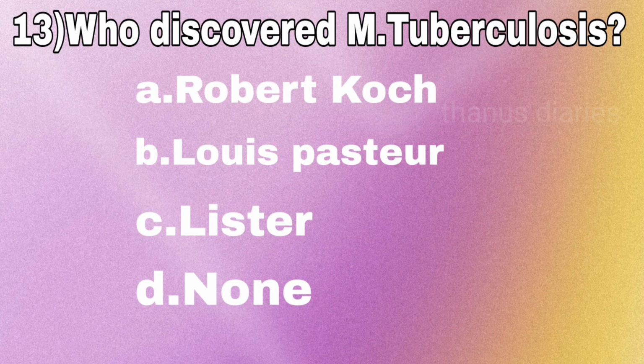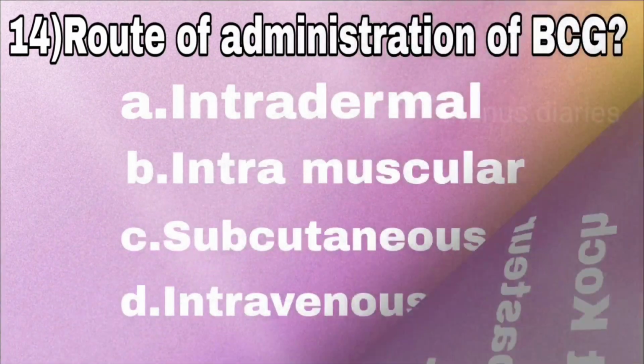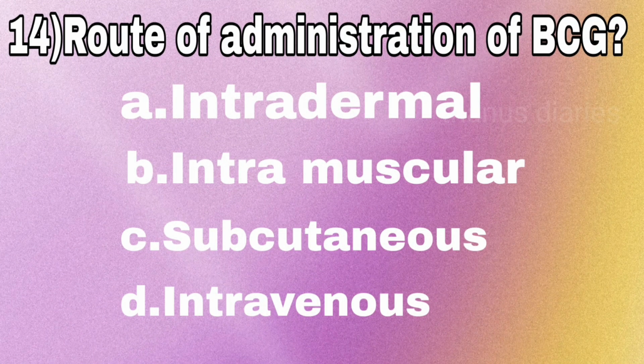Who discovered Mycobacterium tuberculosis? Robert Koch, Louis Pasteur, Lister, none of the above. It's discovered by Robert Koch. Next question. A route of administration of BCG: intradermal, intramuscular, subcutaneous, intravenous. It's intradermal administration.